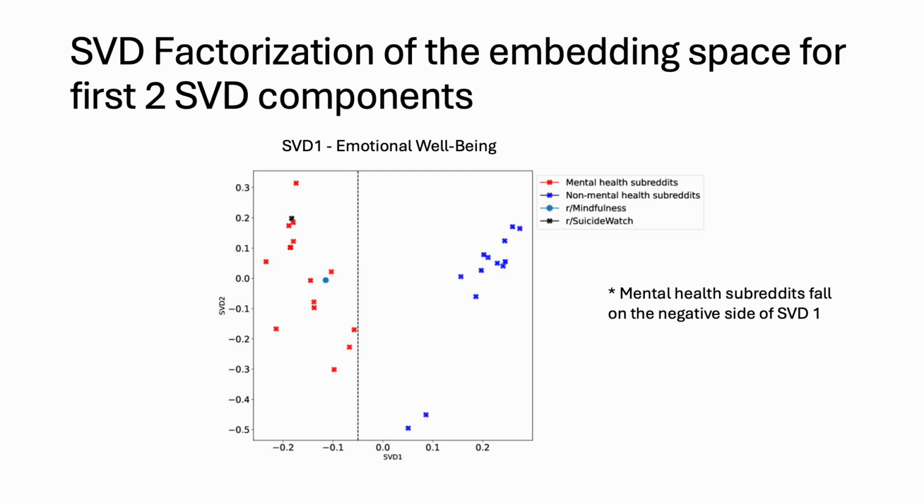The researchers further broke down the 3D space to a 2-dimensional graph, in order to give the readers a better view of the information being presented. So here you have SVD1 along the x-axis being compared to SVD2 along the y-axis. What's important to note is that all mental health subreddits fall on the negative side of SVD1, which again is that emotional well-being, which makes sense being that these are mental health disorders.